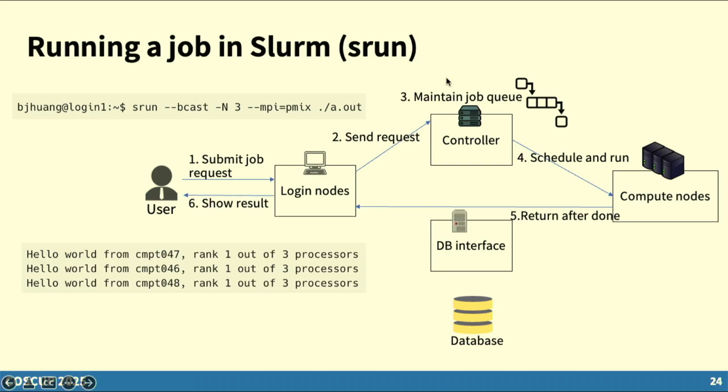Sure, results may look like this, but that's not the end. It will notify the controller that the job is finished, and the controller may remove the job from the queue. It will also provide some job info, like how much time the job elapsed and how many resources the job used. Then it will write that into the database.